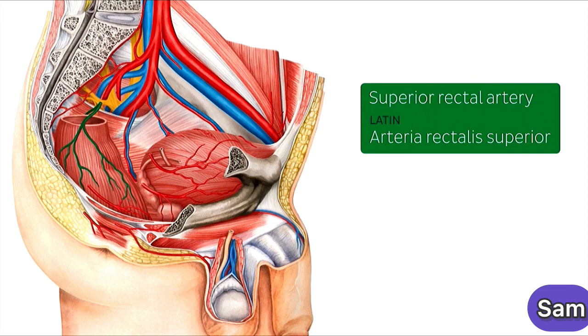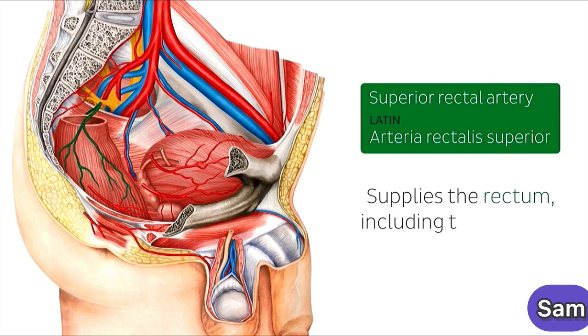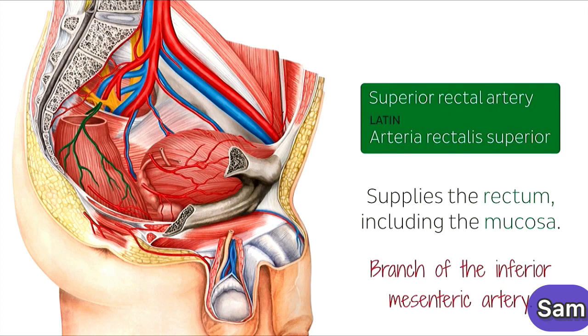So this one is an exception. This is not a branch of the internal iliac artery, so keep that in mind. This is a branch of the inferior mesenteric artery. So this artery is going to be supplying the rectum, including the mucosa, up to the anal valves, and is a branch of then, just a reminder here, of the inferior mesenteric artery.